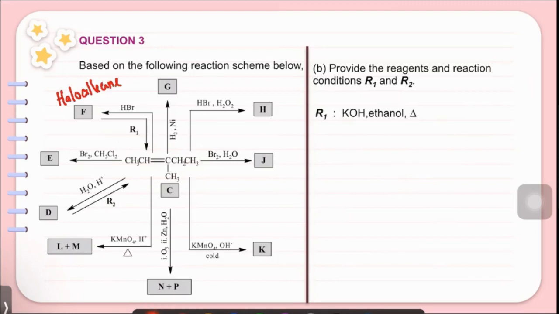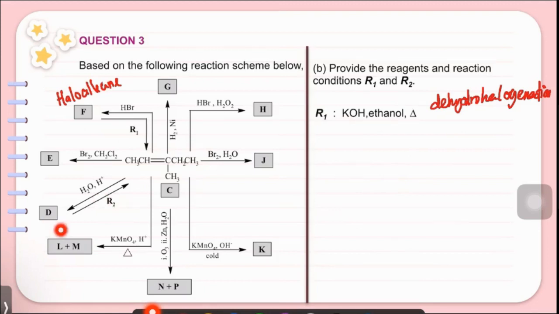So this is what we call dehydrohalogenation. Dehydrohalogenation. That means kita akan eliminate halogen dan hydrogen. Okay, while R2, reagent R2 is here.